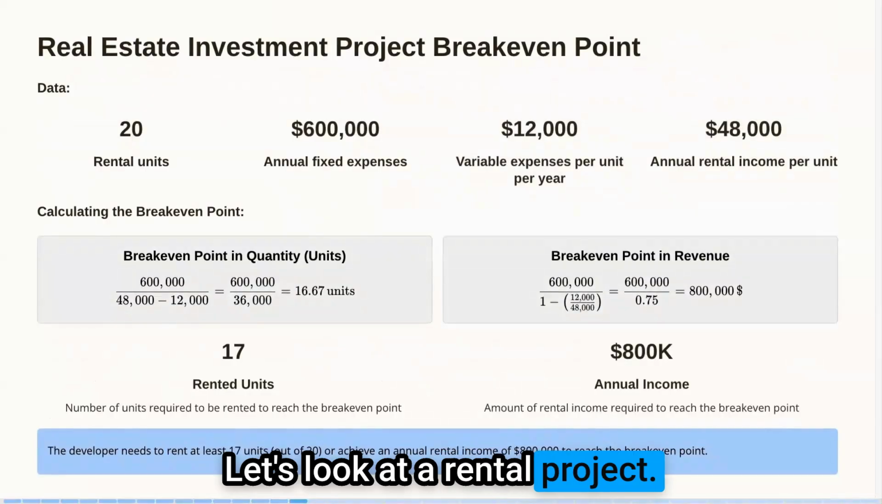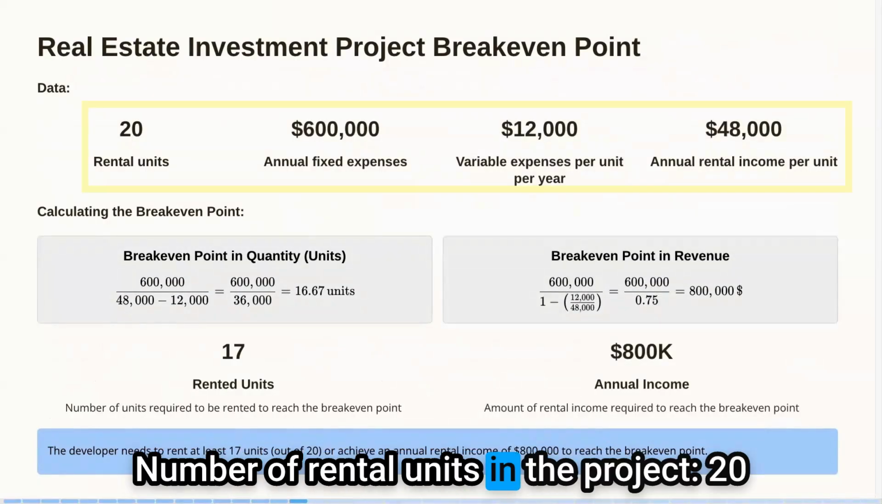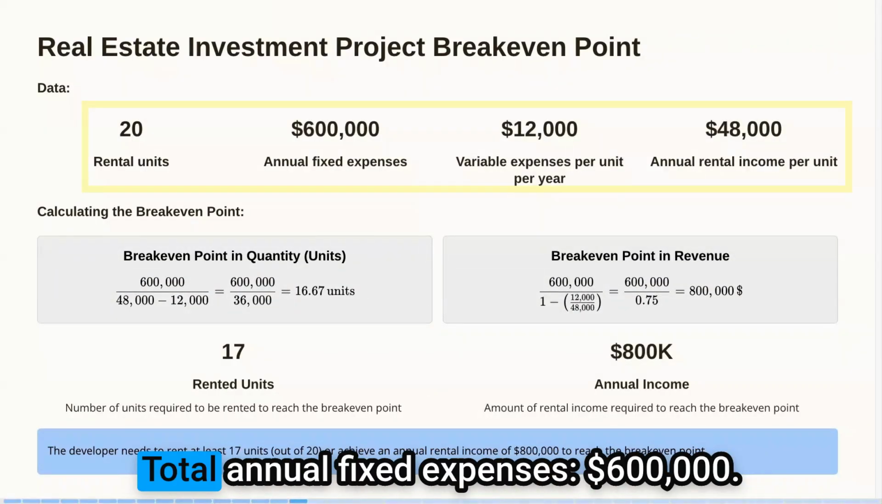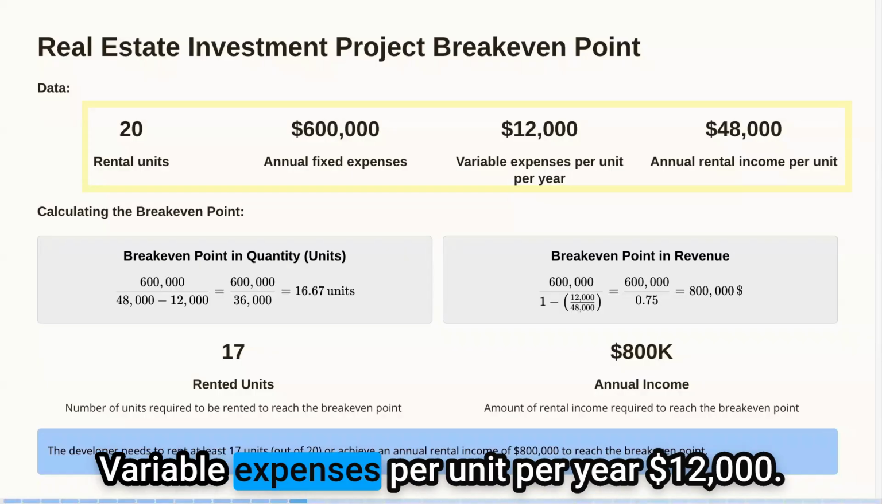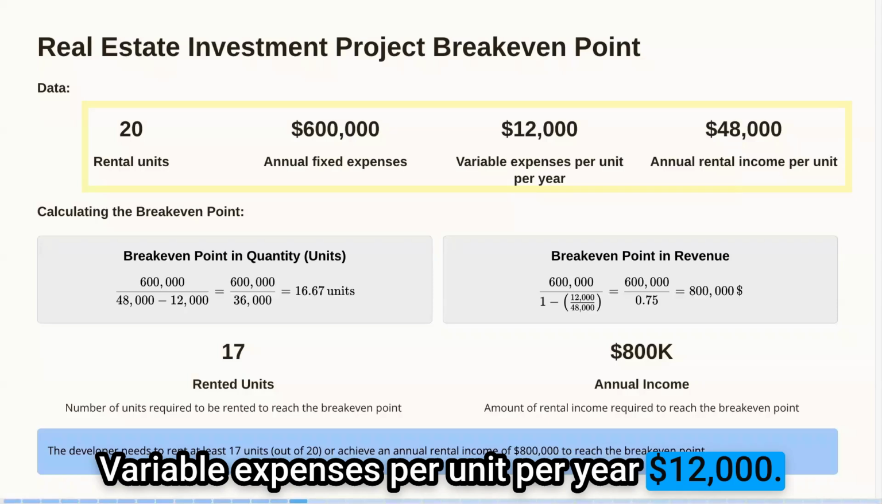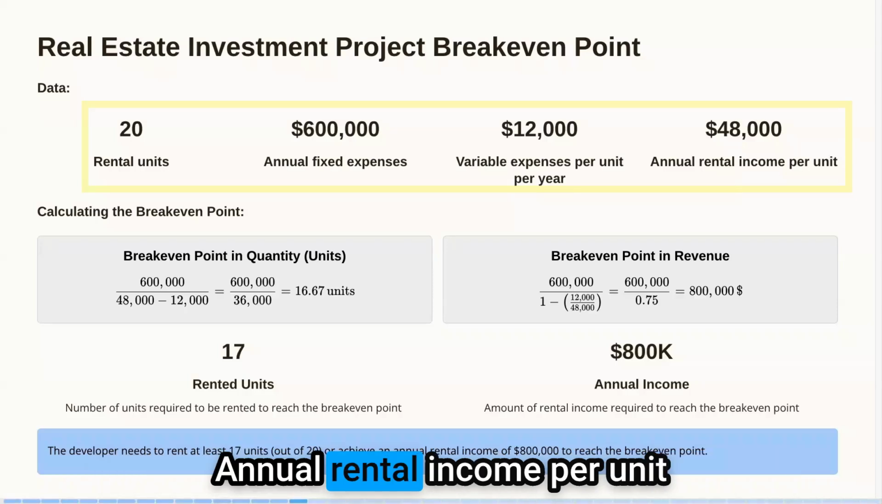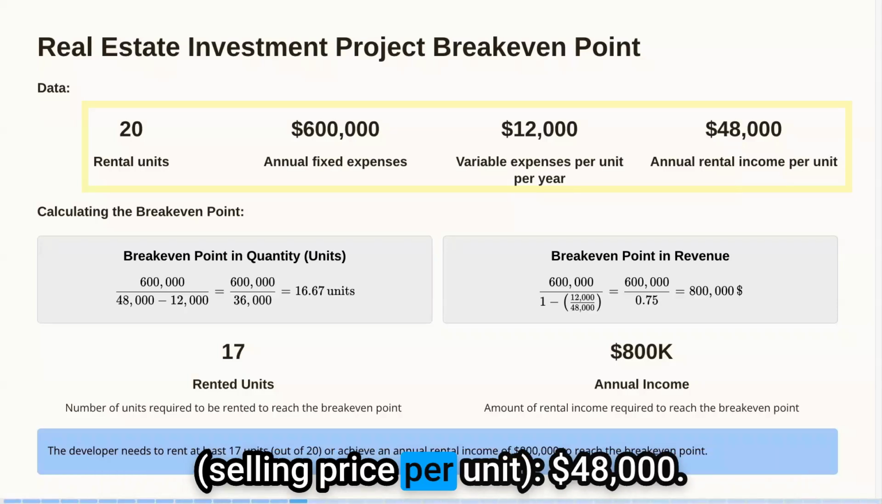Let's look at a rental project. Number of rental units in the project, 20. Total annual fixed expenses, $600,000. Variable expenses per unit per year, $12,000. Annual rental income per unit, selling price per unit, $48,000.